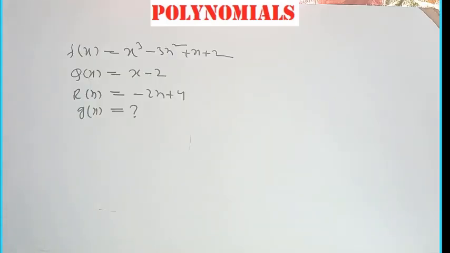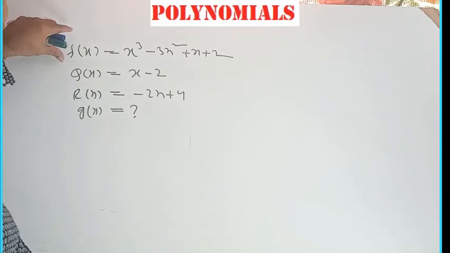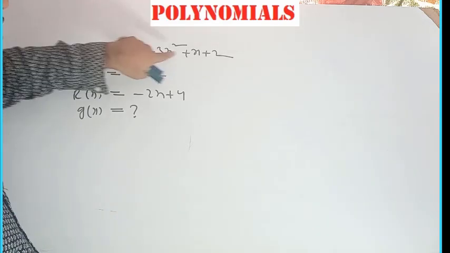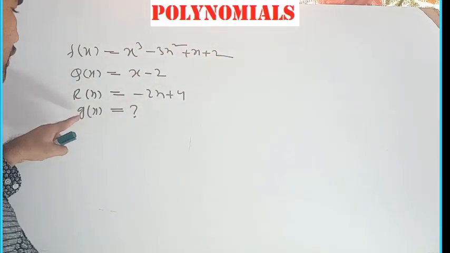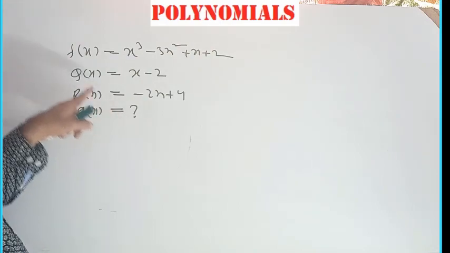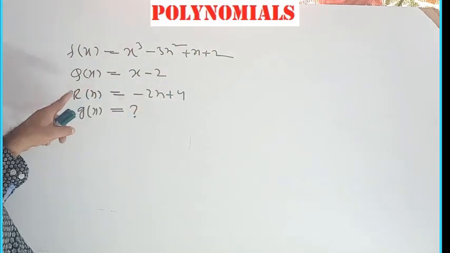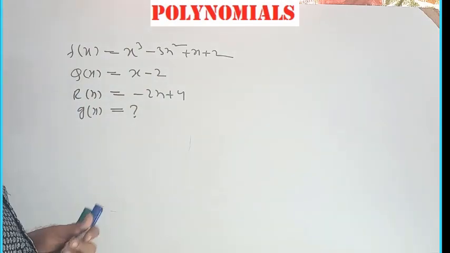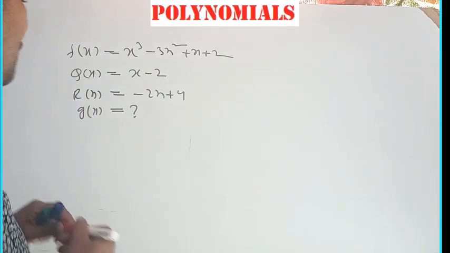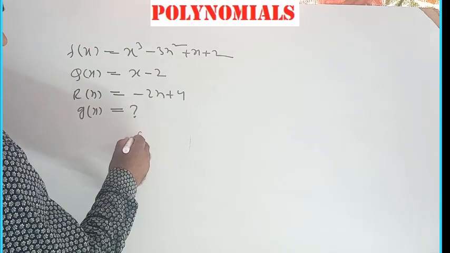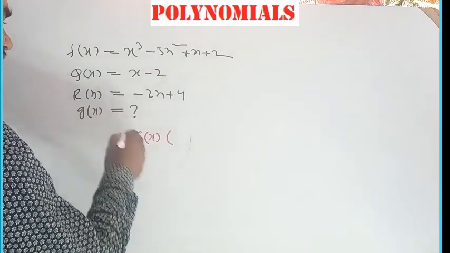So according to the problem, dividend is given as x cube minus 3x square plus x plus 2. We need to find divisor such that quotient is x minus 2 and remainder is minus 2x plus 4. So we have division algorithm. By using division algorithm, you can find the g of x.